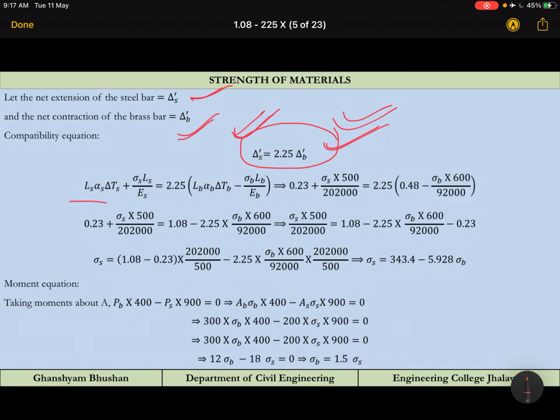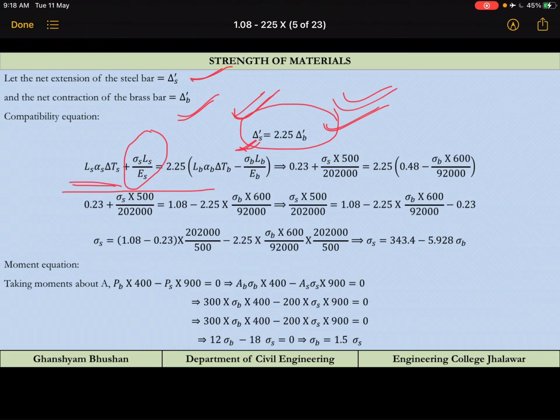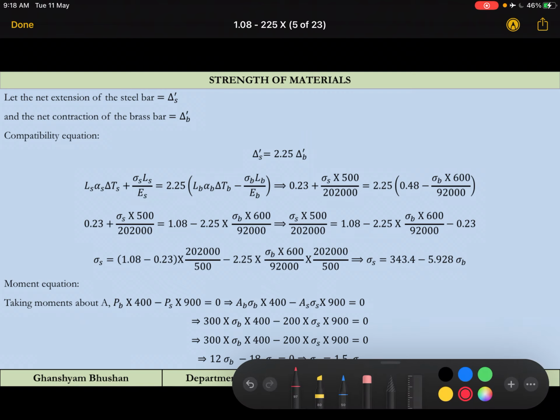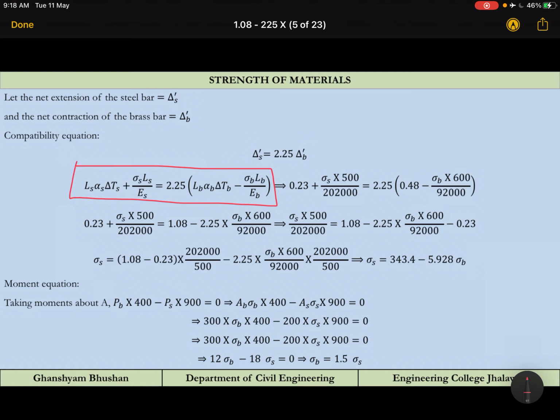As we have seen, the steel will have an expansion of more than 0.23. That means this stress is going to be tensile, so it will further add to the expansion. And this stress will be compressive, so it will reduce the final compression of the brass bar. So this is our compatibility equation. You can see from here, this thing should be equal to this, which is our main equation.